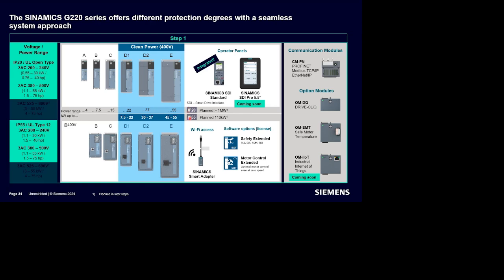The plan, you can find it here. So for IP20 devices, we want to go up to 1,000 kilowatts. And in IP55, we will stop at 110. We also believe bigger than 110 kilowatts, we really need a cabinet.